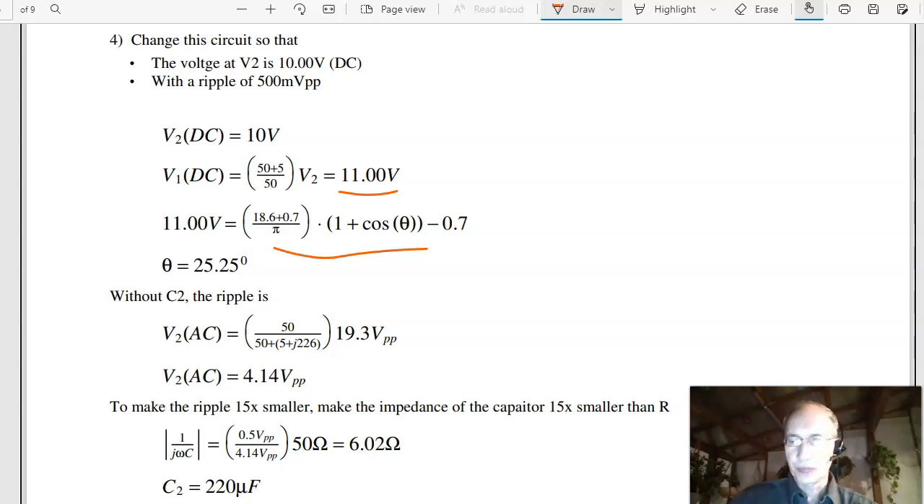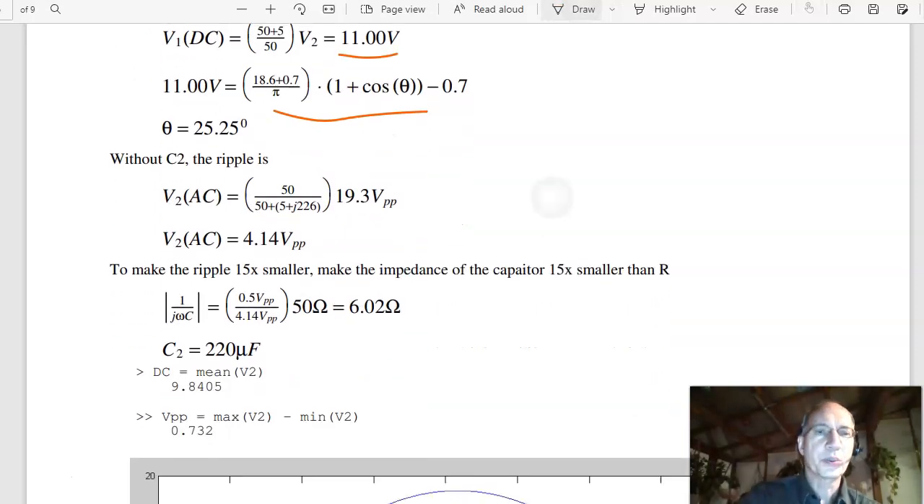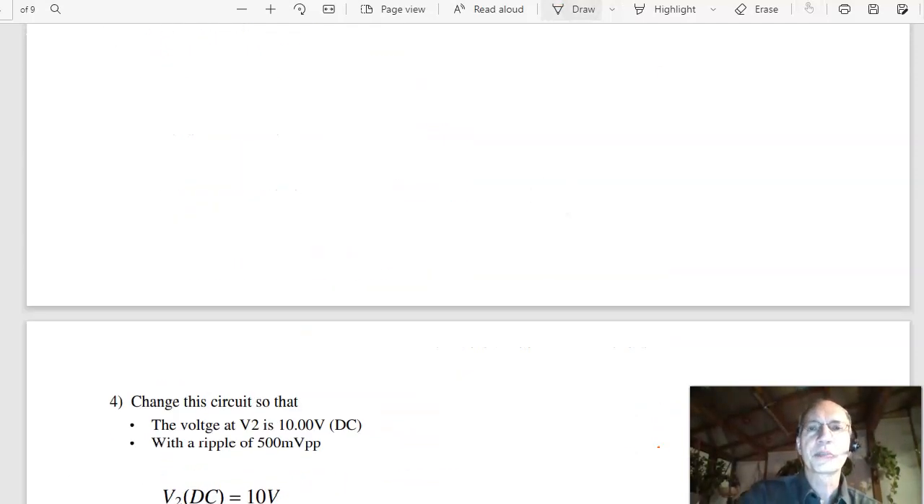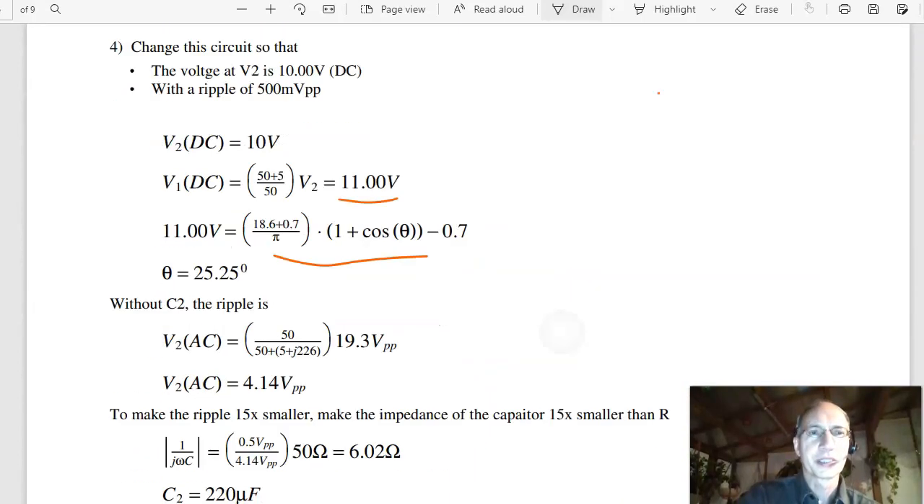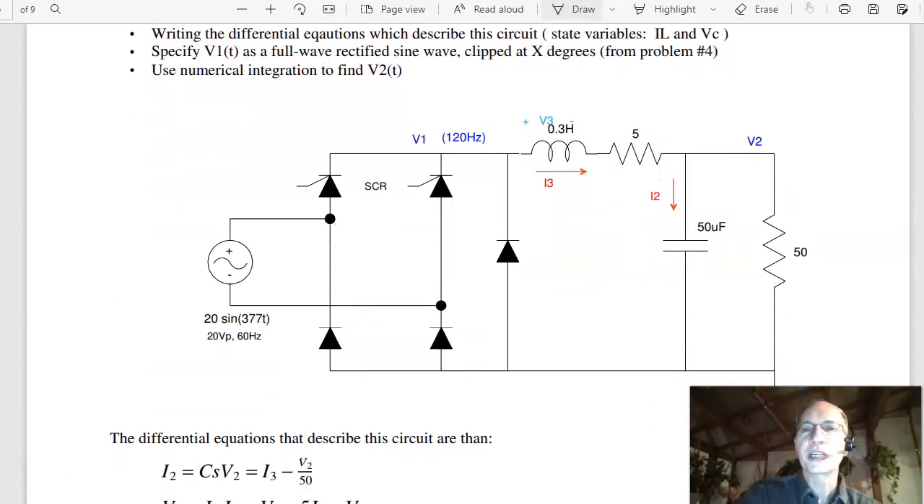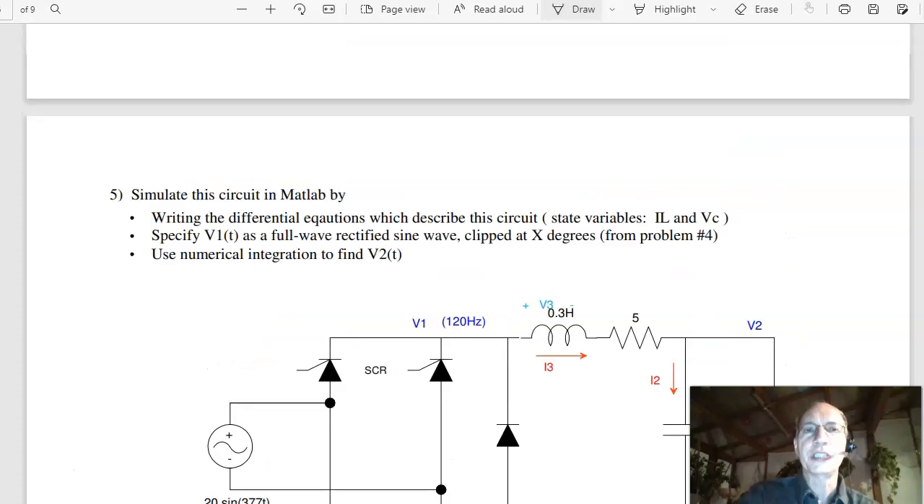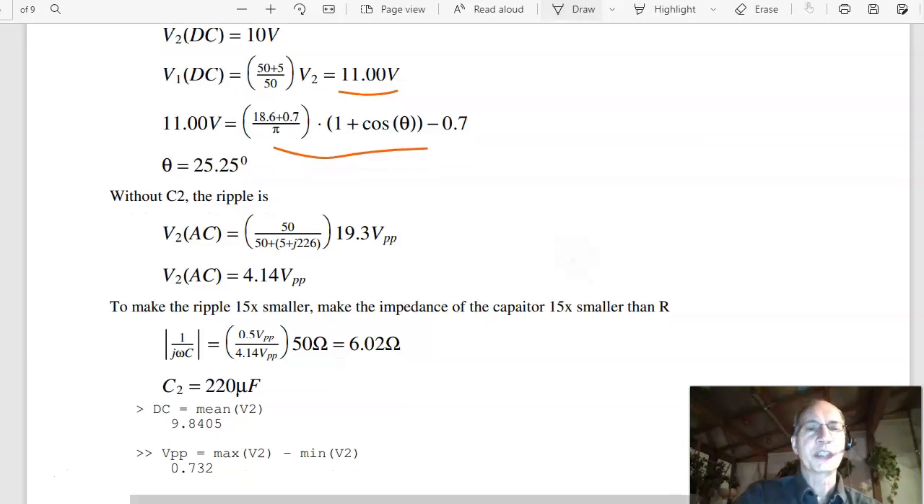AC analysis. I want to find C. So let's assume C isn't there. On this circuit, where'd it go? Oh, there it is. Assume C isn't there. Find V2 without C. It's the 50 ohms, with no capacitor, over the total: 50 over 5 plus j226, times the input. I get 4 volts peak to peak for V2.